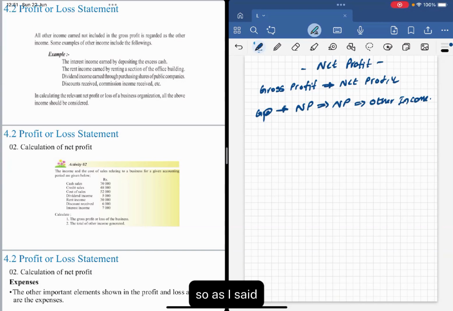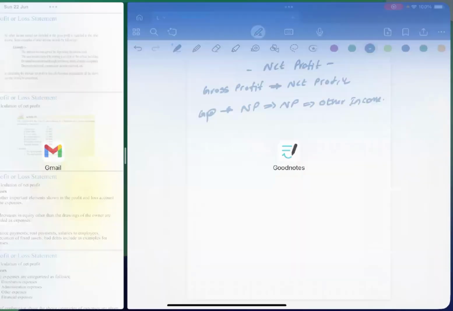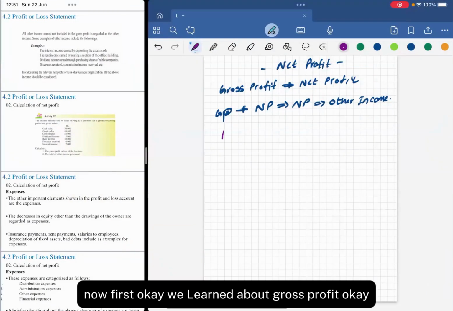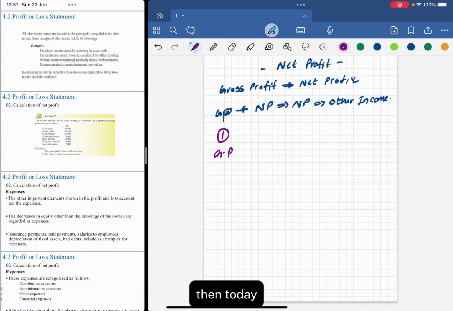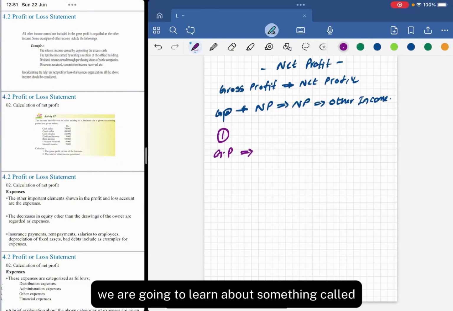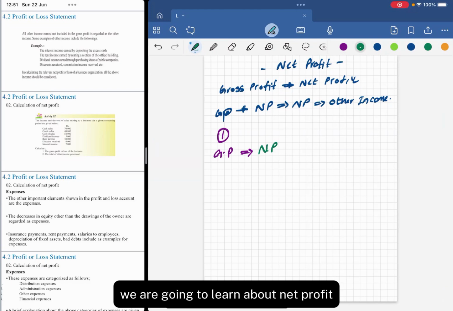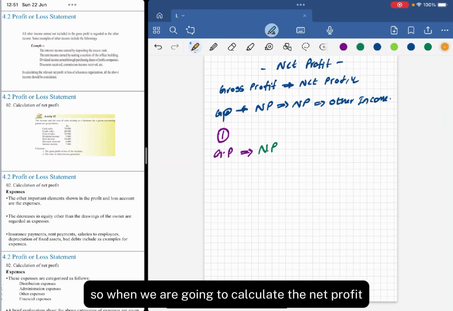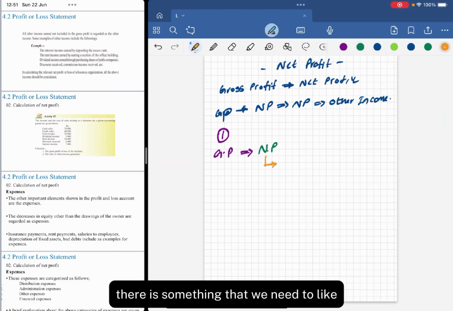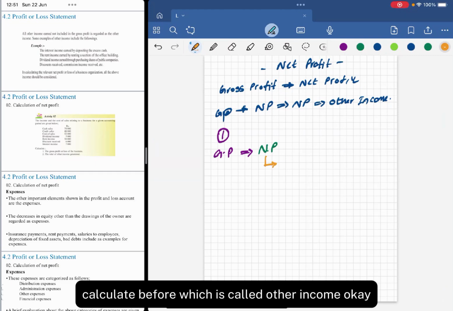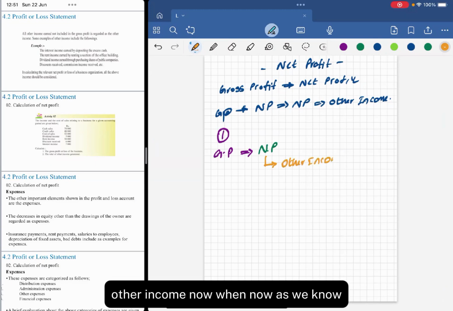So as I said, first we learned about gross profit. Today we are going to learn about something called net profit. When we calculate the net profit, there is something that we need to calculate before, which is called other income.